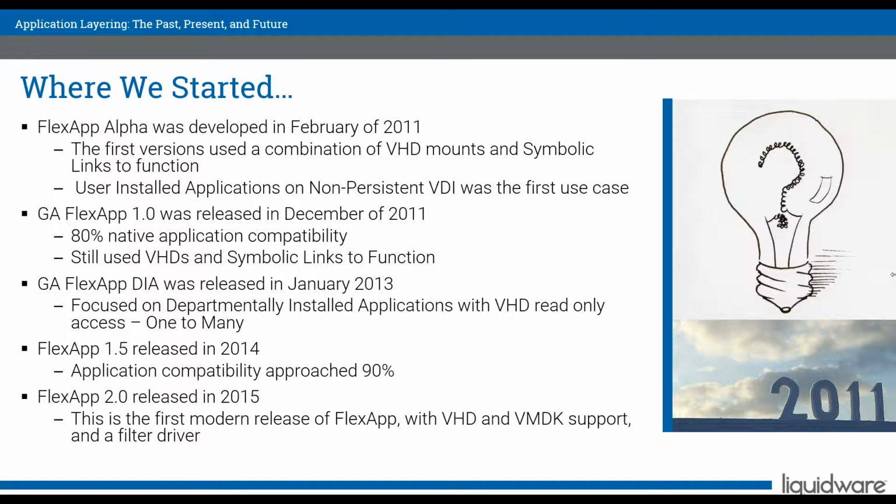So the first functions, the first base iterations of FlexApp were very simple. They used a combination of VHD, or virtual hard disk, and symbolic links to function. And the magic moment was when we realized that you could take a block-based device like a VHD, host it anywhere you wanted in your network, and you could mount it just like a local drive. And then if you use symbolic links, which are a built-in function of Windows that they borrowed from Linux, then you could take directories and files and even registry keys and link them directly into your operating system.